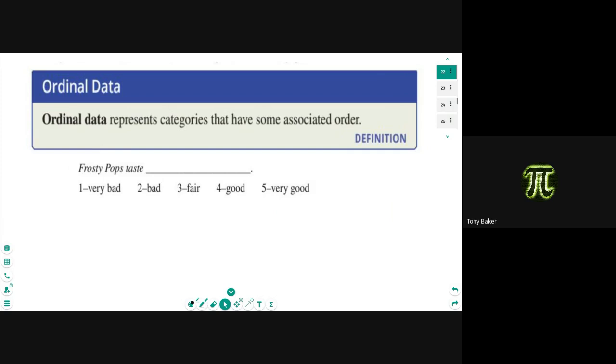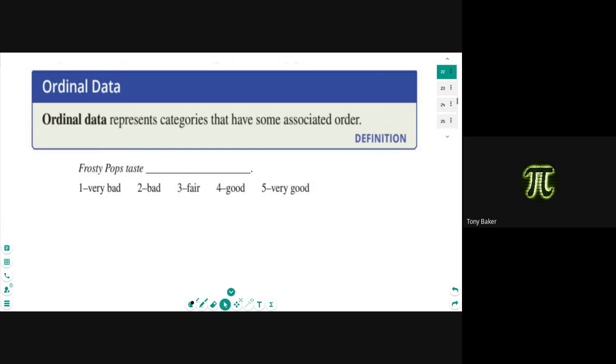Your street address. I could put your street addresses in order. Like the order of the houses in the road actually has some meaning of where they're located. So in this case, they gave Frosty Props taste: 1 very bad, 2 bad, 3 fair, 4 good, 5 very good. Like we can put those in order and that has some meaning to it. Okay.